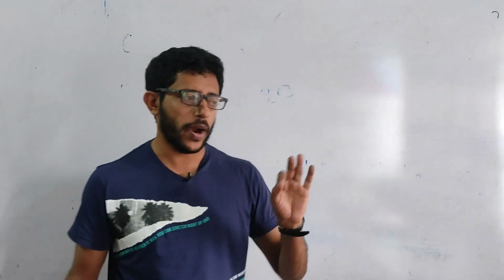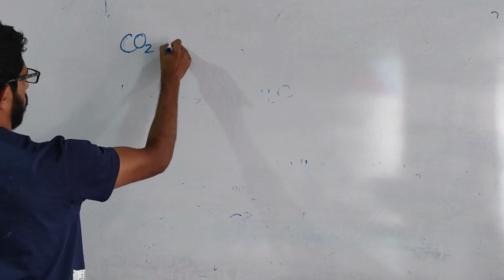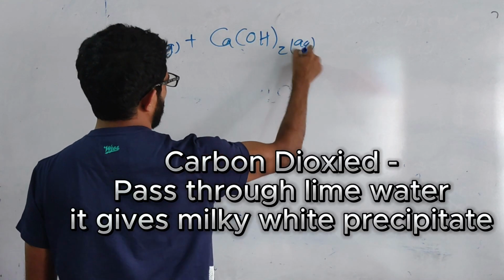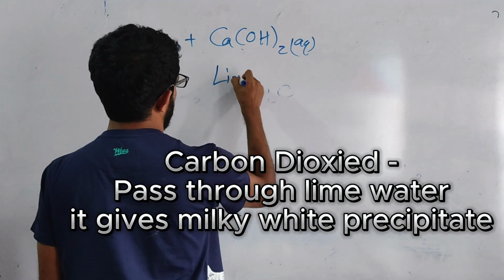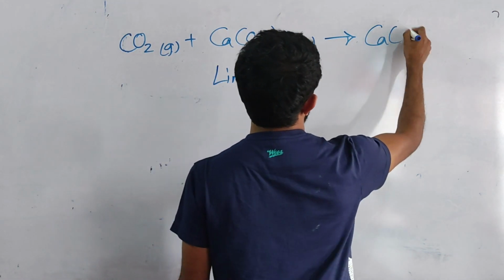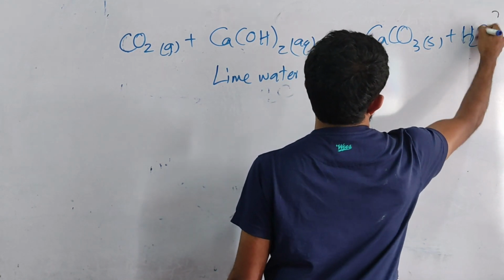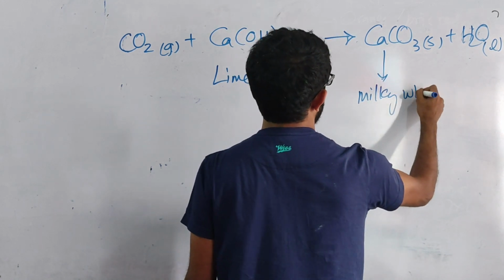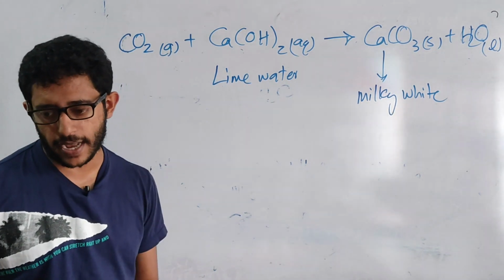The next thing is how to identify carbon dioxide gas. To identify carbon dioxide, we have to pass the gas. Normally don't say add the gas. We can't add gases. You have to pass the gas through lime water. Lime water means aqueous calcium hydroxide. It produces calcium carbonate solid and water. So calcium carbonate gives a milky white precipitate. That's how we identify carbon dioxide gas.